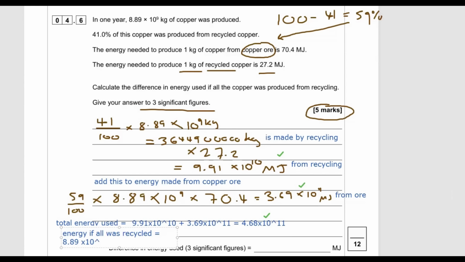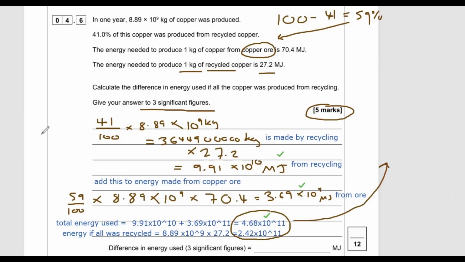We just do the mass of the copper times the energy per kilogram when you recycle. So we go 8.89 times 10 to the 9 times 27.2 megajoules. And this is going to equal the total energy if we just did recycling. And if we just did recycling, the total energy is going to be 2.4142, if we're rounding, times 10 to the 11. So about half, just over half, but a lot less energy.